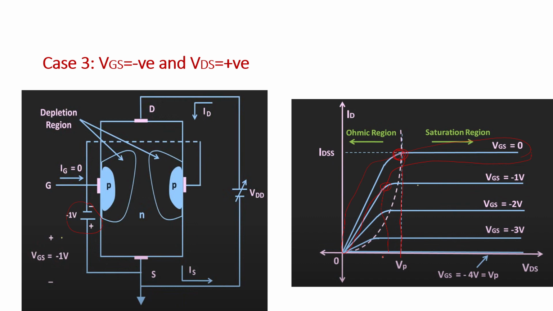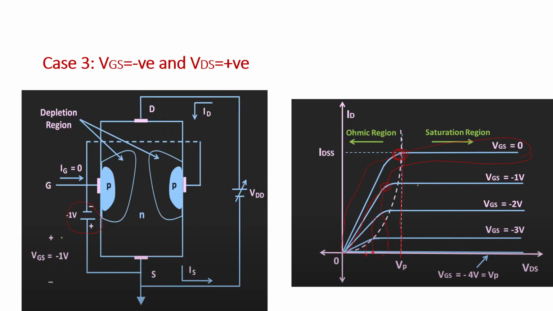Pinch off occurs early. And next, if you see this value, VGS is equal to -2, this is the pinch off voltage. And when VGS is equal to -3, this is the pinch off. So the entire process happens early. These are all the pinch off values. So when you apply VGS in addition to VDS, the process whatever happened will occur early.